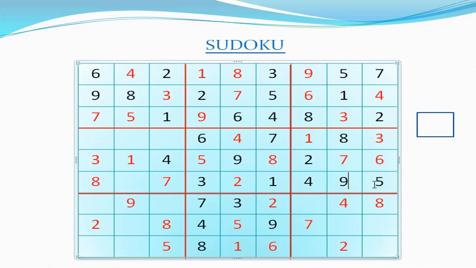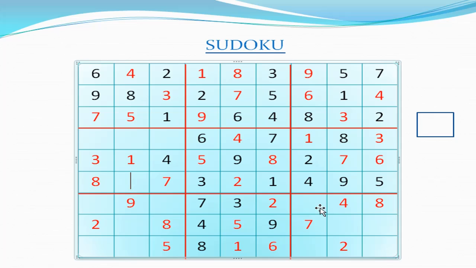In the row, no 9. In the column, no 9. In the block, no 9. So I'm really, really right. So this block we completed. Now see this row, only one tile is left. So which is that number? Tell me fast. Is it 6?